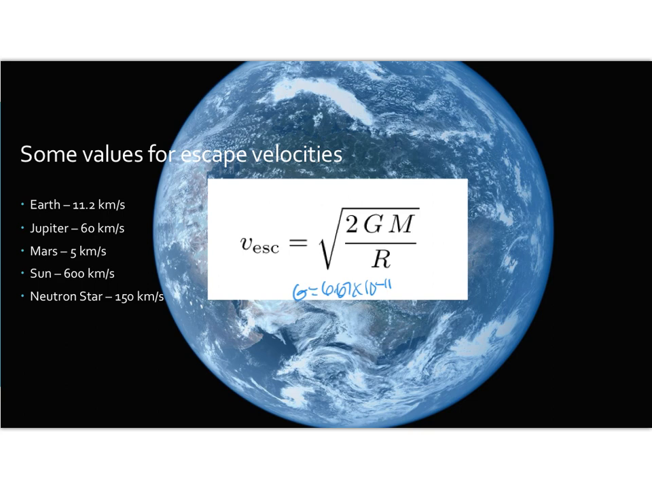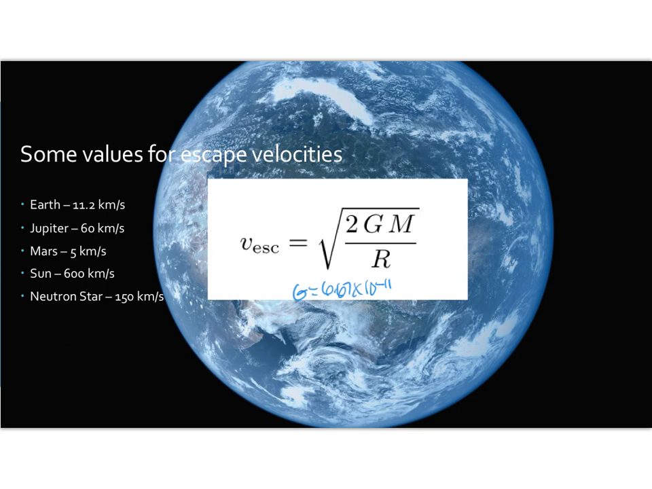It's 60 kilometers per second, which, if you think about it, makes total sense because Jupiter is much larger than the Earth is. Mars is smaller than the Earth, and you notice that its escape velocity is about 5 kilometers per second. Then we go back to another large object, the Sun, the most powerful gravitational source in our solar system. The escape velocity from the Sun is 600 kilometers per second.